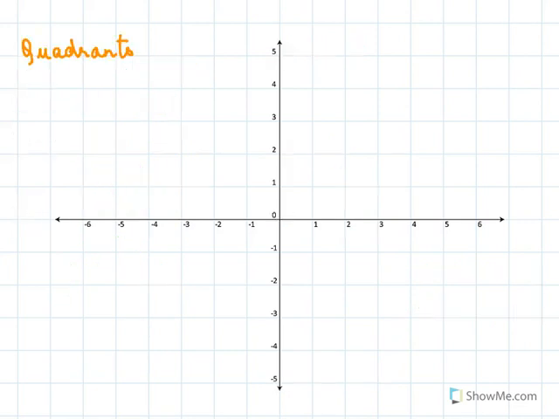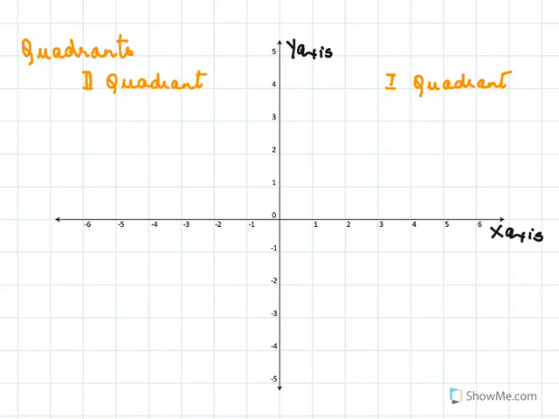This is the Cartesian plane with two axes. The horizontal axis is called the x-axis and the vertical is called the y-axis. These two axes divide the entire Cartesian plane into four parts. We call this first the first quadrant. Here we call this the second quadrant. We go anti-clockwise. Then the third quadrant. And in the end we have the fourth quadrant.